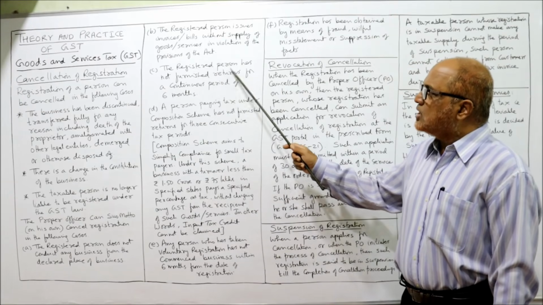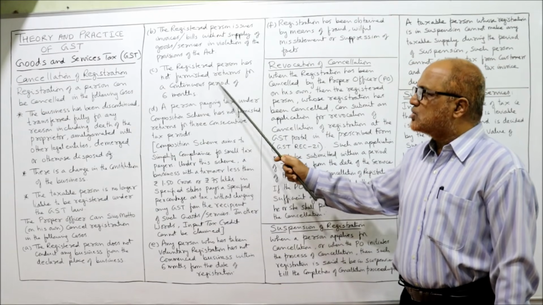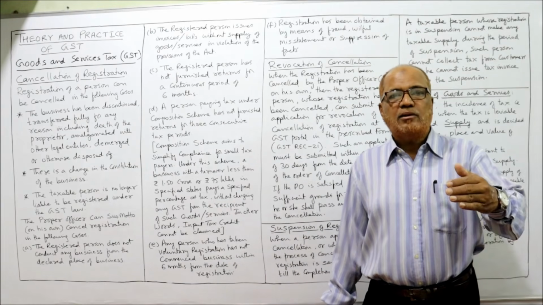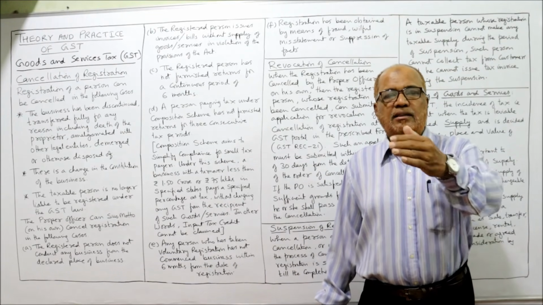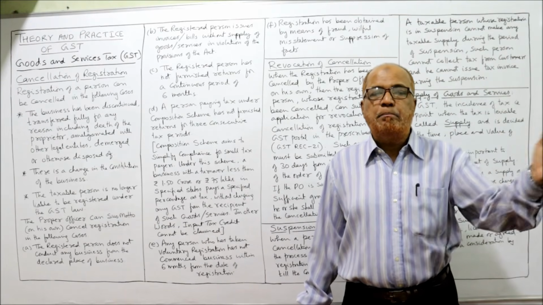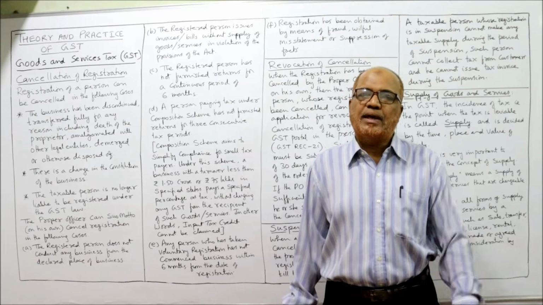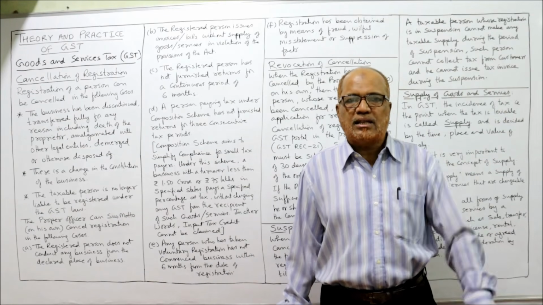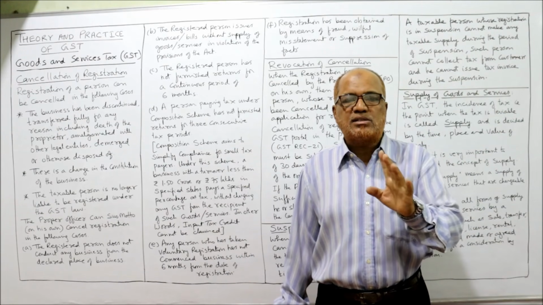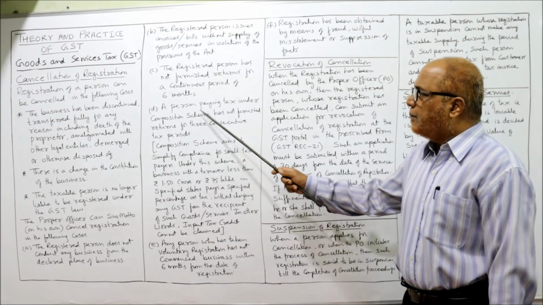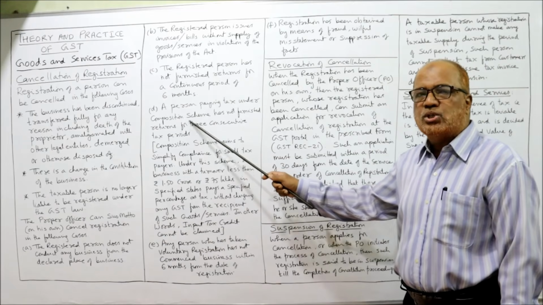Third, the registered person has not furnished returns for a continuous period of 6 months. If the registered person is not filing the returns under GST continuously for 6 months, then the PO has the authority to cancel the registration. Then, a person paying tax under the composition scheme.